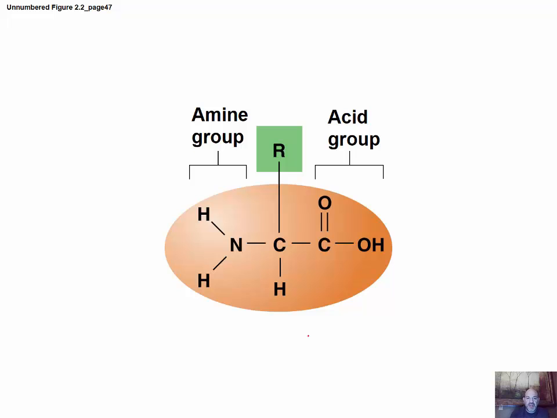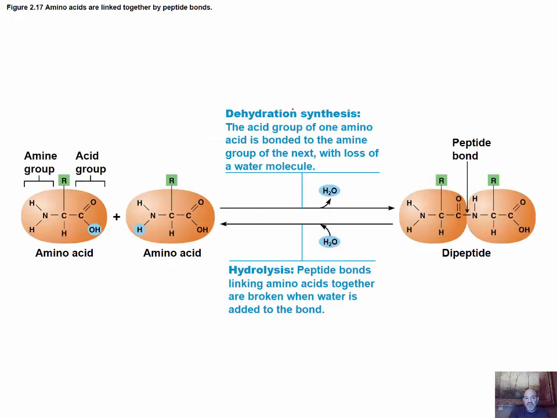So there's your basic structure. Very similar to the drawing I drew, except the R is rotated to the top and the hydrogen is on the bottom. So that's that side chain that I was mentioning, that differs in its properties.